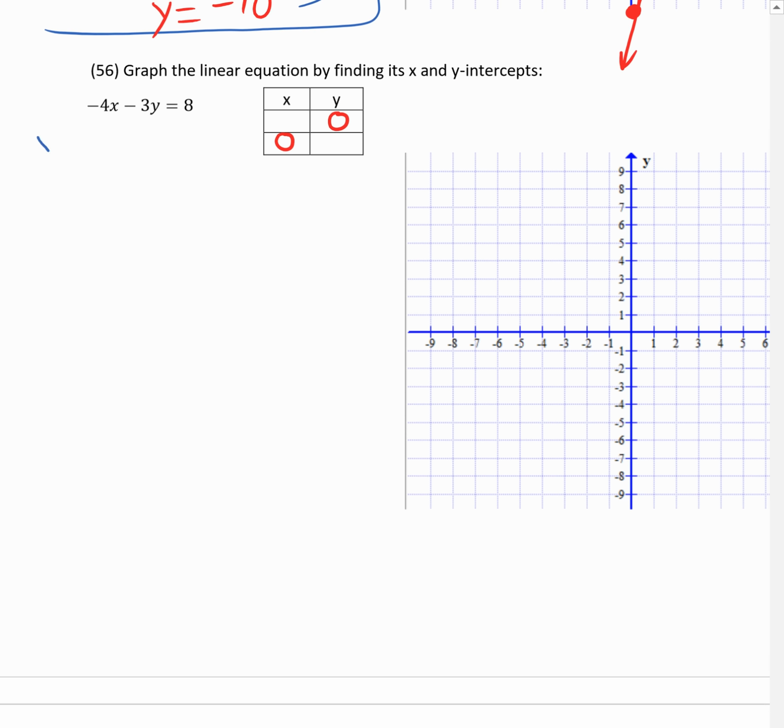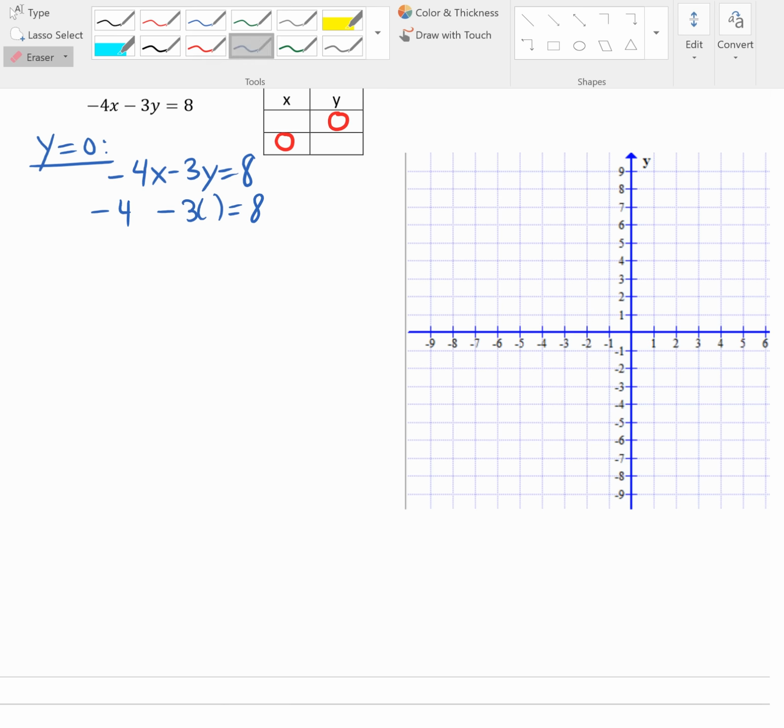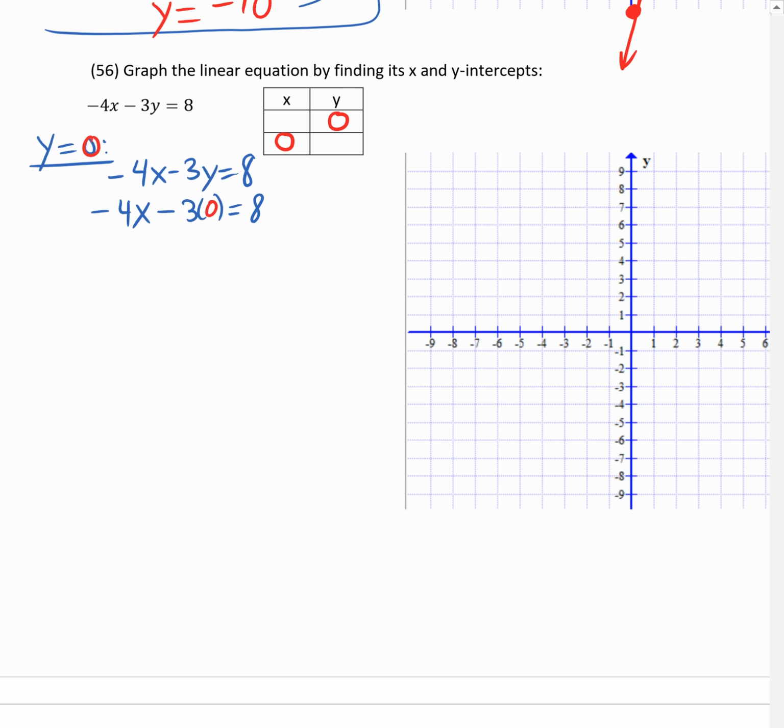y equals 0. I'm going to substitute that in here. -4x minus 3y equals 8, but y is going to be 0. Let me simplify this here. -4x minus 3 times 0 is just 0, so it's just gone. Now if I isolate x by dividing by -4, that'll be a winner. And that's a nice whole number, yay!